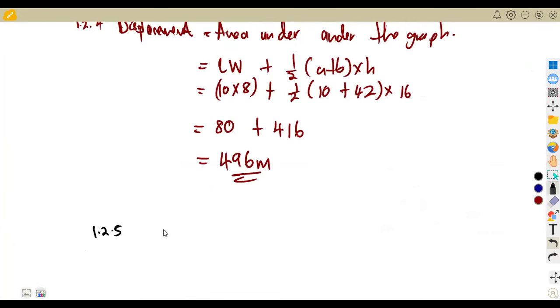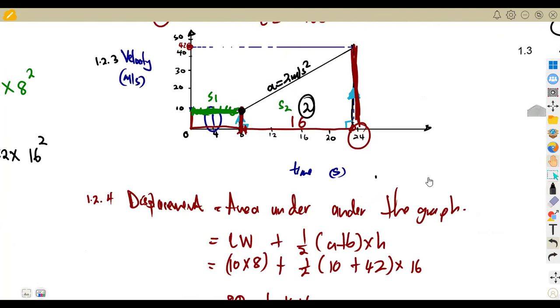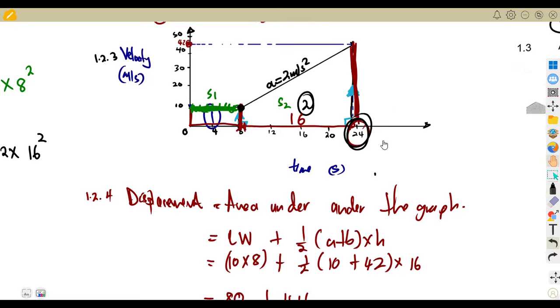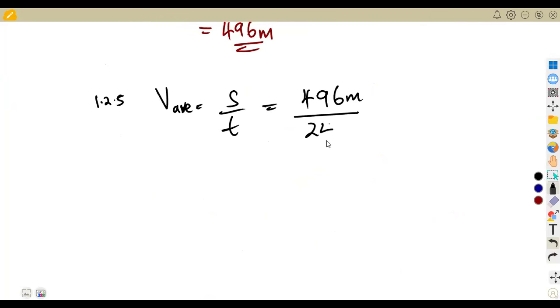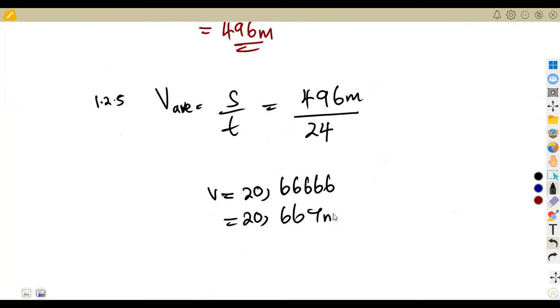So that's 1.25. The average velocity is simply going to be given as the displacement over the time. So that's the total displacement over the total time taken. The displacement is 496 meters, and the time taken is 24 seconds, the whole of this time from zero up to where it ended on our diagram. So you're going to divide 496 meters by 24. That is going to give us the average velocity, 20.6666 and so on, which is 20.667 meters per second.